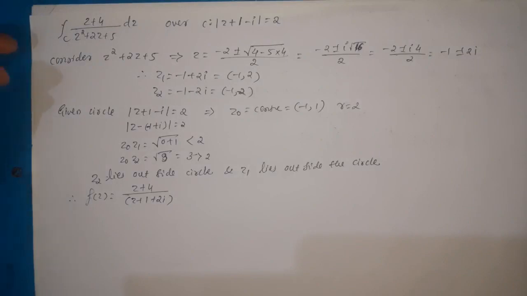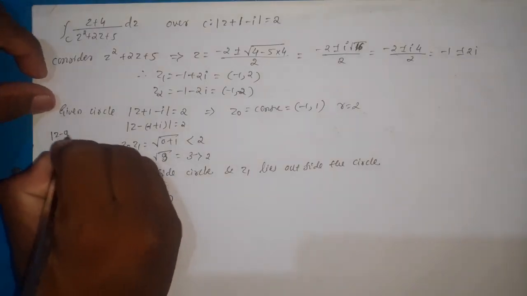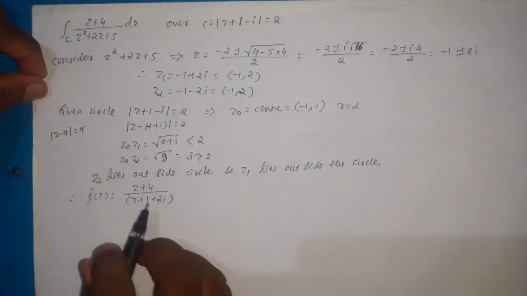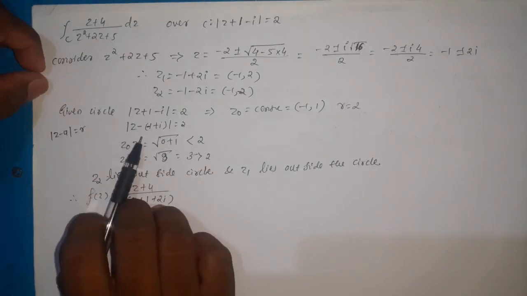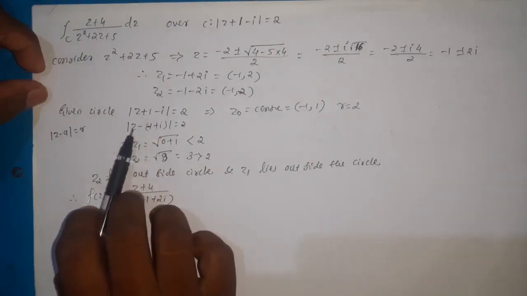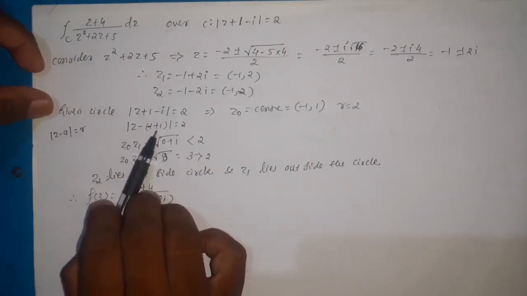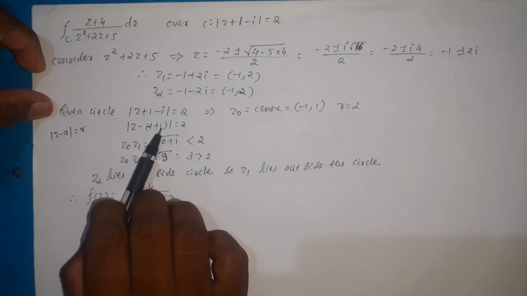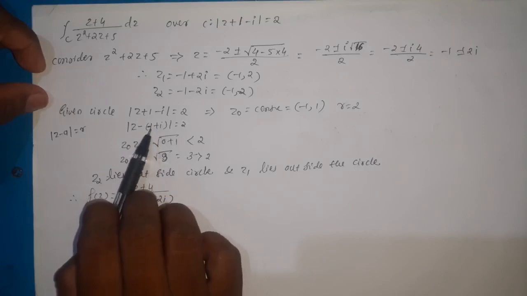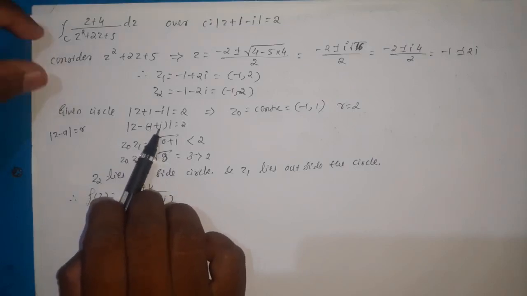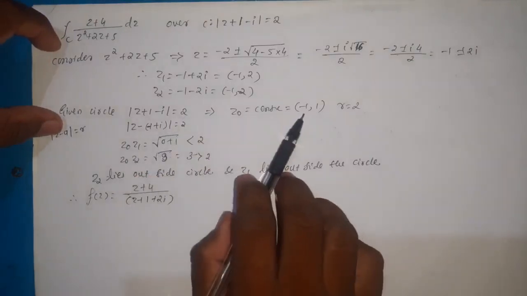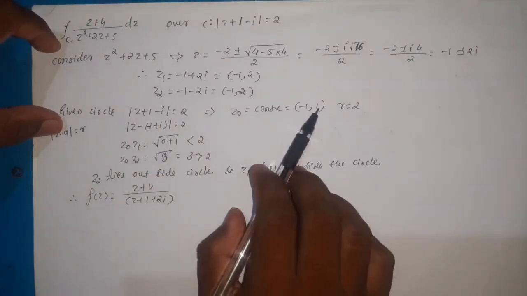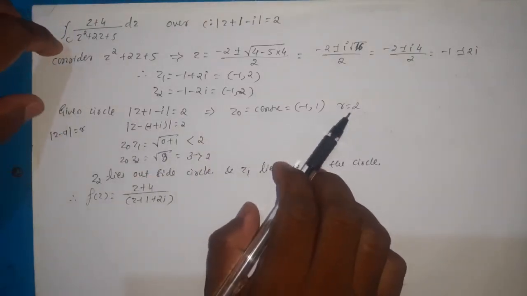And the given circle is mod of z plus 1 minus i is equal to 2. The standard equation is mod of z minus a is equal to r, right? So here let us write this in the standard form, that is z minus a. Now the coordinates of the center are minus 1 comma plus 1, because the real part is minus 1 and the imaginary part is plus 1. So therefore z naught becomes minus 1 comma 1 and the radius is equal to 2.